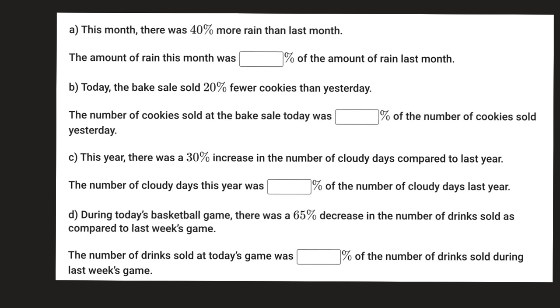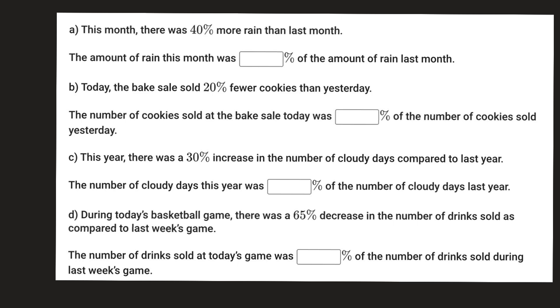All right, question 2 is just asking us to say, what percent of the original amount did we have? So if we are increasing, we are adding to the whole, the 100%. If we are decreasing, we are subtracting from the whole. We're subtracting from the 100%. So let's look at this first one.